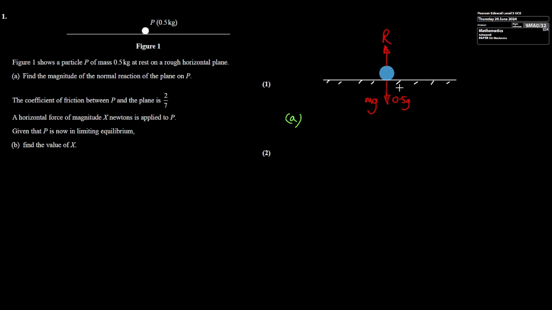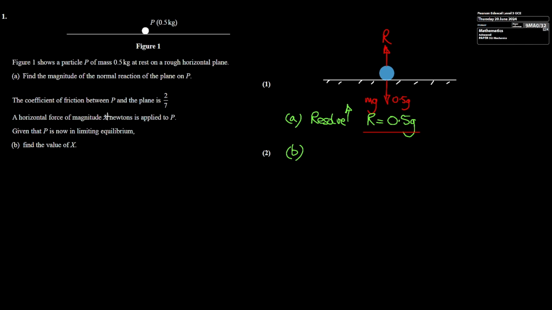Okay, this is the setup for part A, and we've got to find the value of the reaction force. As there is no acceleration in this direction, the particle, in other words, is not leaping off the plane in any way, these forces must be in balance. So if I resolve upwards, I'm applying F equals ma, but of course a is 0, and I can say that R must be equal to 0.5g.